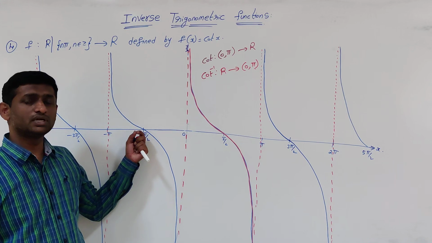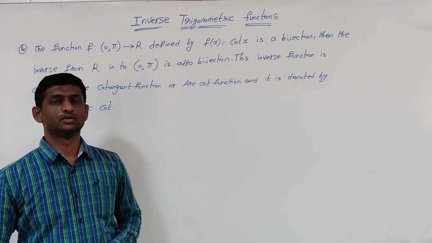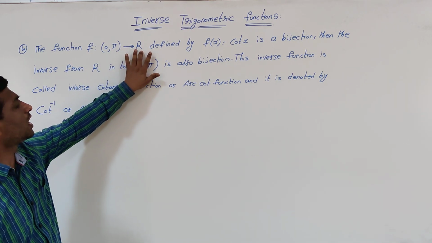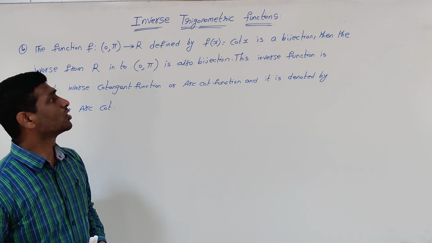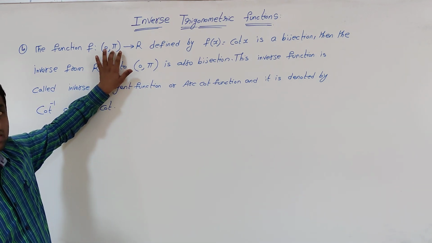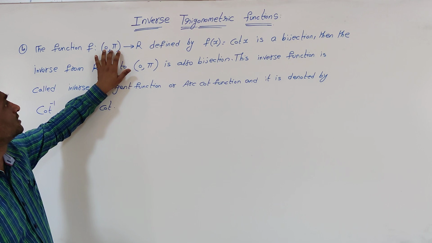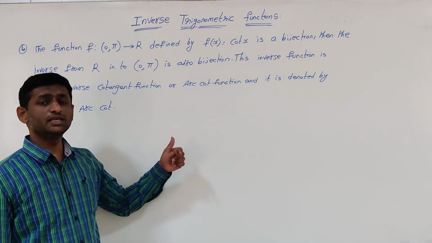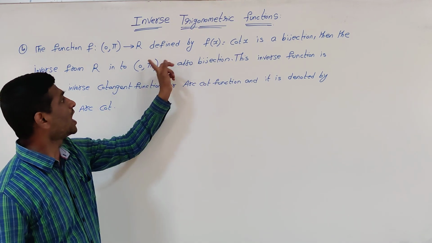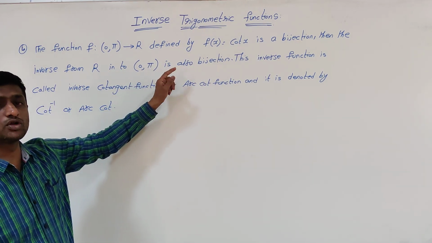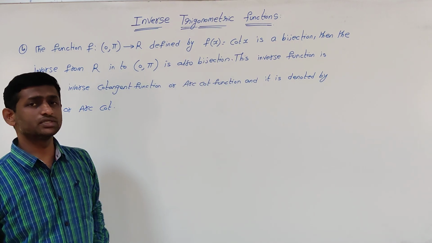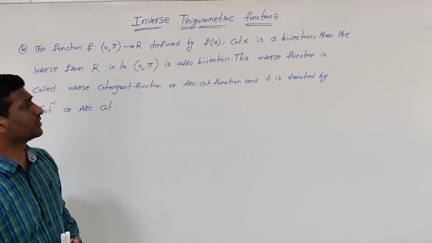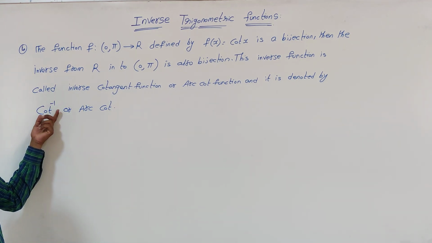Now we will see the definition in brief. The function f from the open interval 0 comma pi to R is defined by f of x equals cot x. We have restricted the domain to the open interval 0 comma pi, and it is a bijection. Then the inverse function from R to the open interval 0 comma pi is also a bijection. This inverse function is called the inverse cotangent function or arc cot function, and it is denoted by cot inverse.